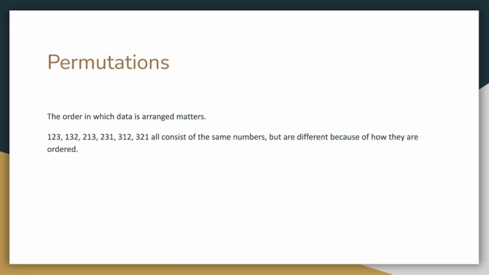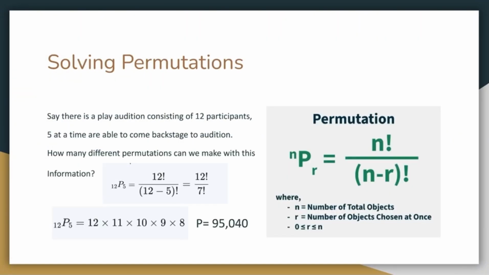Permutations: the order in which the data is arranged does matter. So if we have 1, 2, 3, we could also have 1, 3, 2, 2, 1, 3, 2, 3, 1, 3, 1, 2, and 3, 2, 1. They all consist of the same numbers, but they are different because of how they are ordered. To solve the permutations, you would use this formula on the right. N is the total number of objects. R is the number of objects chosen at once.